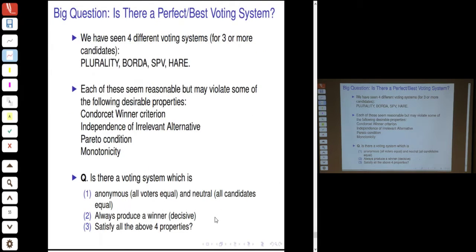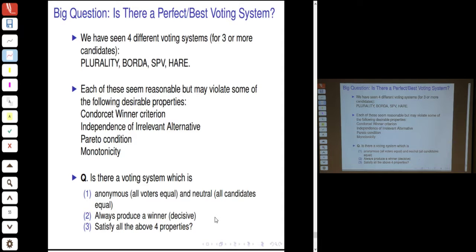So the basic question is: is there a perfect or a best voting system? So far we have seen many different voting systems, the plurality method, Borda method, SPV method, Hayes method, and we are talking about 3 or more candidates. So we have seen 4 different voting methods. Each of them seems reasonable but may violate some of the following desirable properties.